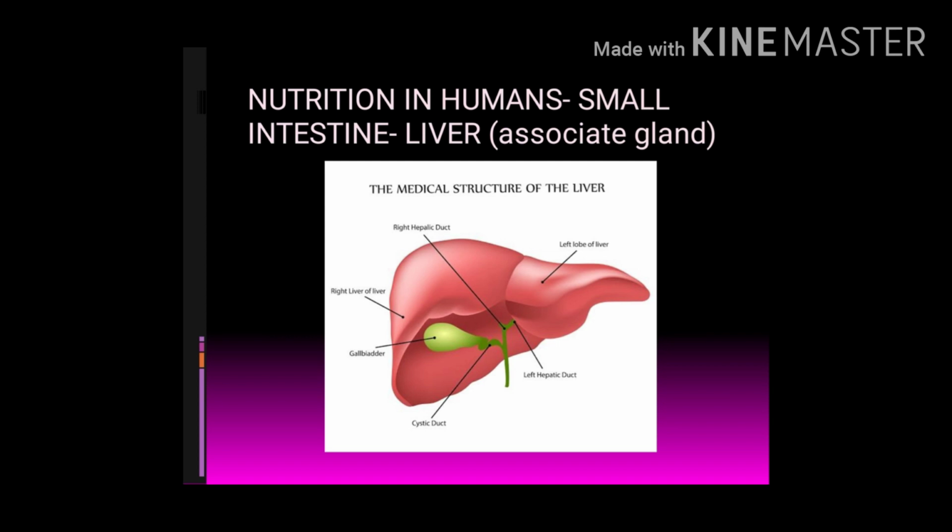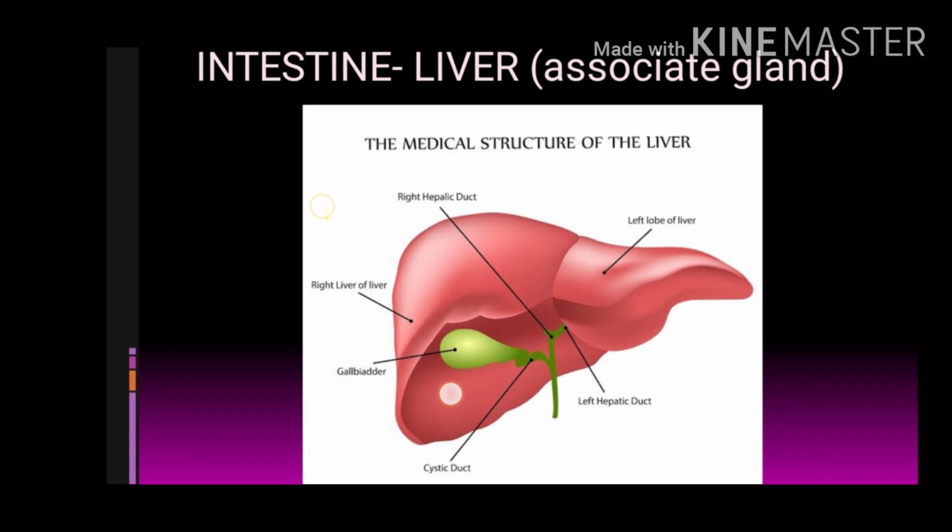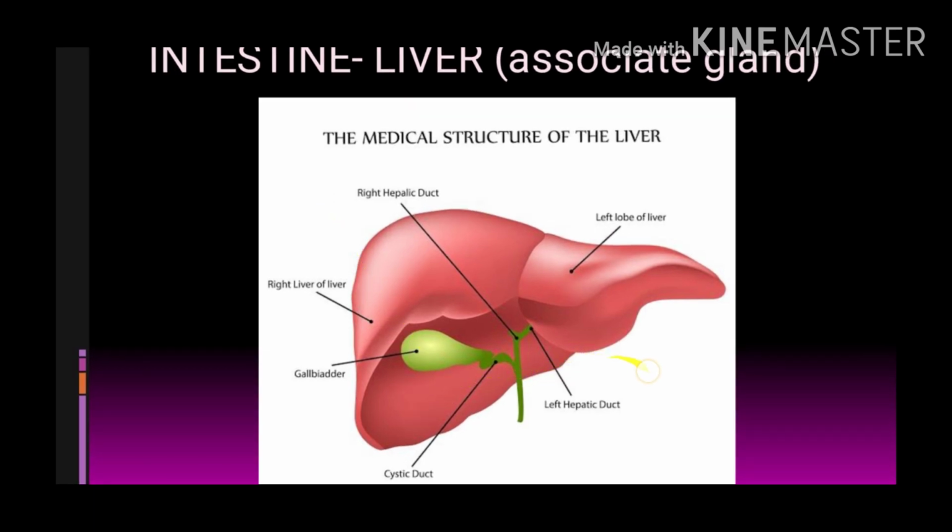Now moving to the associate gland of small intestine, the liver. Now in this diagram you can see liver has two lobes, the right lobe and the left lobe. The right lobe is bigger than the left lobe. You can see the gallbladder and the hepatic duct.